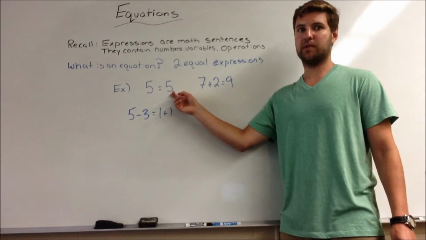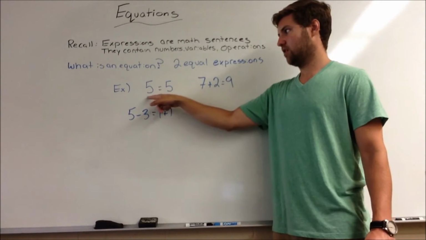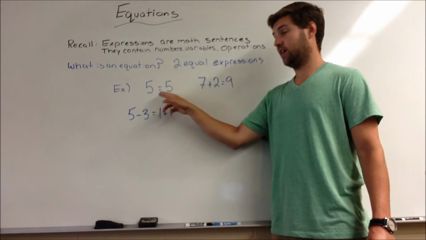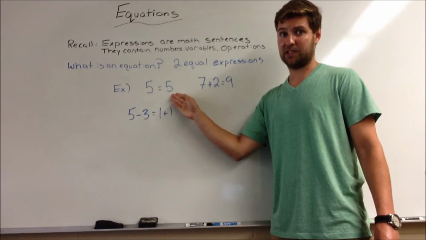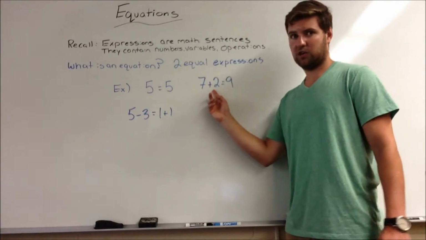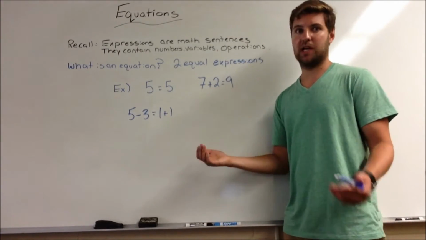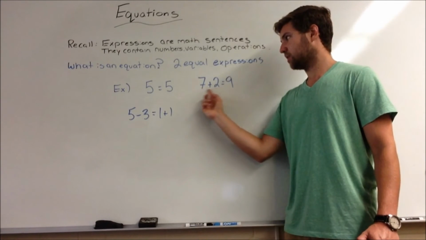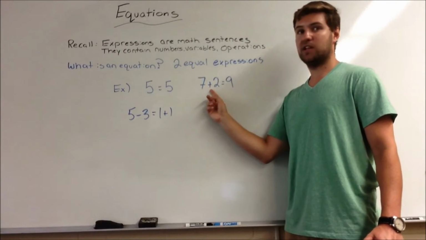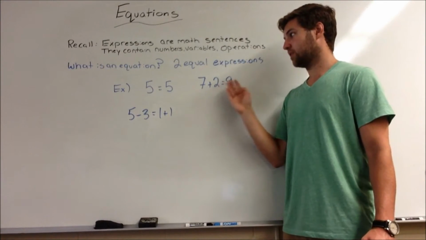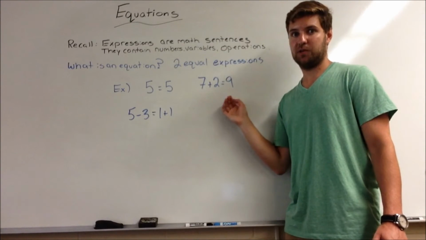Here's a very simple equation. 5 equals 5. On the left-hand side of our equal sign, we have an expression 5, and that's obviously equal to the same expression 5 on the other side. Very basic one to start. Look at a little harder one. 7 plus 2 equals 9. Sure does. When we write it like this, 7 plus 2 is an expression. Right? It has numbers and the operation plus. And 9 is an expression. And this expression is equal to this expression.